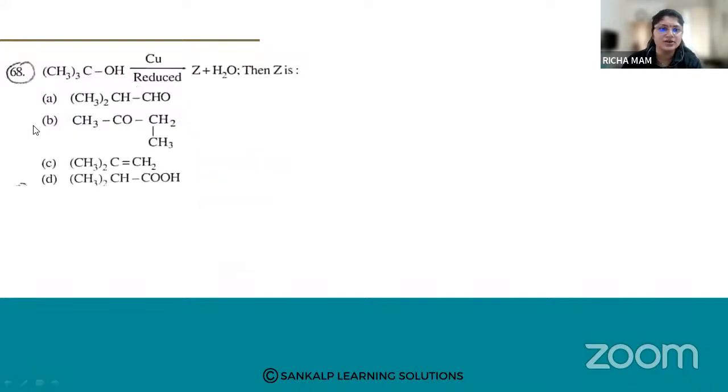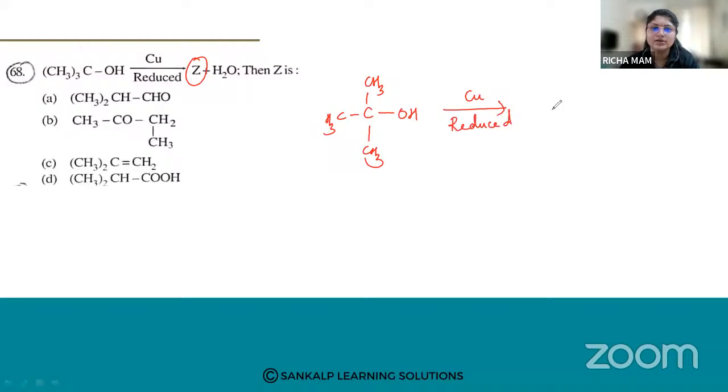So this is a reaction. You have a tertiary alcohol and you are reacting it with copper. Copper is used as a reducing agent and you get a product Z plus water. So what is this Z? Let me write the structure. You reduce it to give you Z plus water. What is this Z? Tasmiya has answered C.